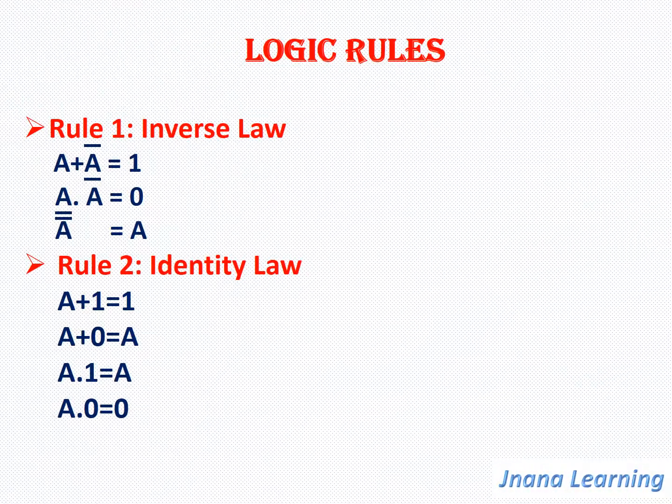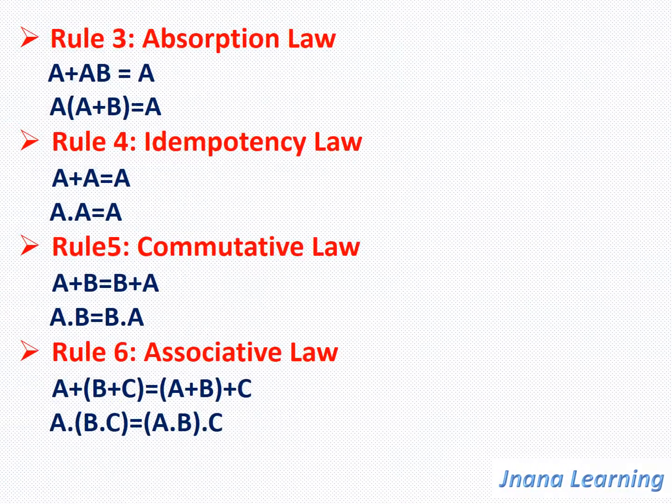Now we move on to some important rules, the logic rules. Rule number 1 is the inverse law, which states that A + A̅ = 1, A.A̅ = 0, and the double complement of A is equal to A. Rule number 2 is the identity law, which states that A + 1 = 1, A + 0 = A, A.1 = A, and A.0 = 0. Rule number 3 is the absorption law. It states that A + AB = A, and A.(A + B) = A.